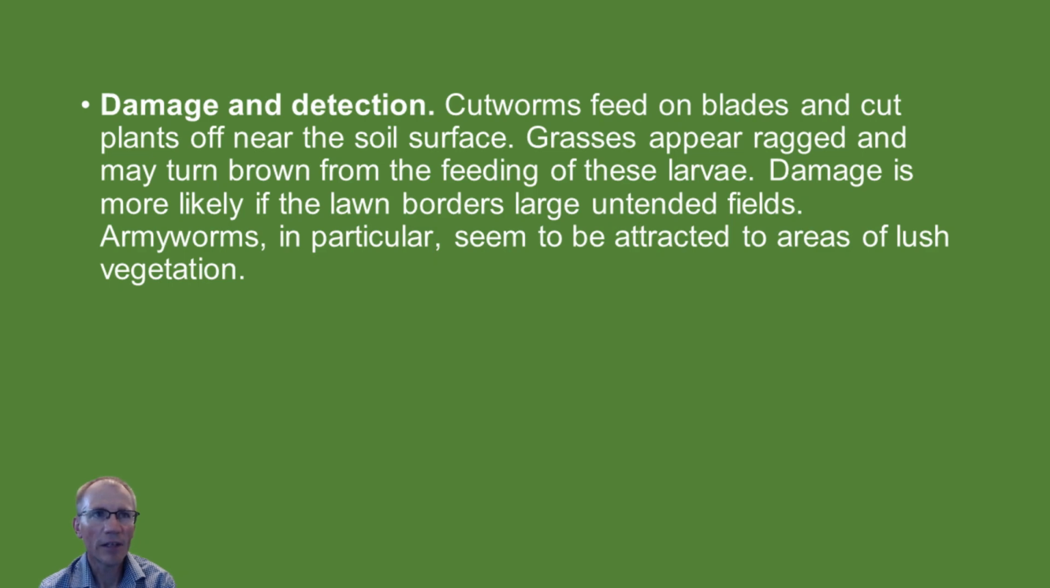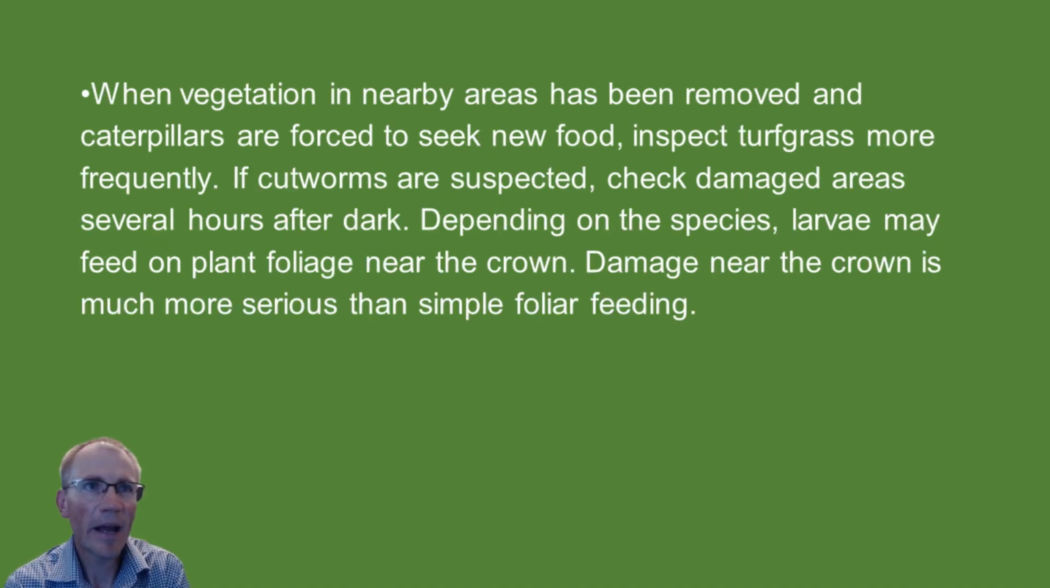Damage and detection. Cutworms feed on blades and cut plants off near the soil surface. Grasses appear ragged and may turn brown from the feeding of these larvae. Damage is more likely if the lawn borders large, untended fields. Armyworms, in particular, seem to be attracted to areas of lush vegetation. When vegetation in nearby areas has been removed and caterpillars are forced to seek new food, inspect turfgrass more frequently.